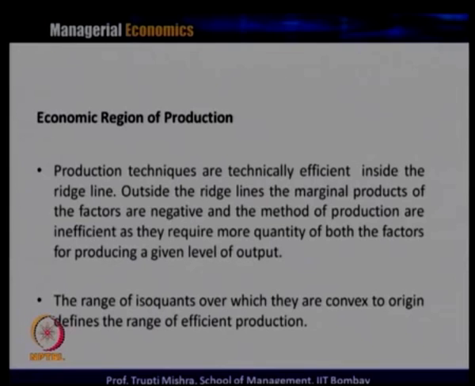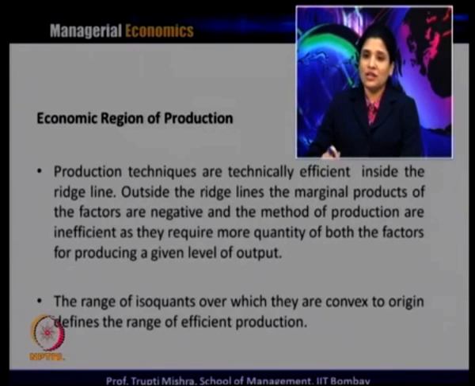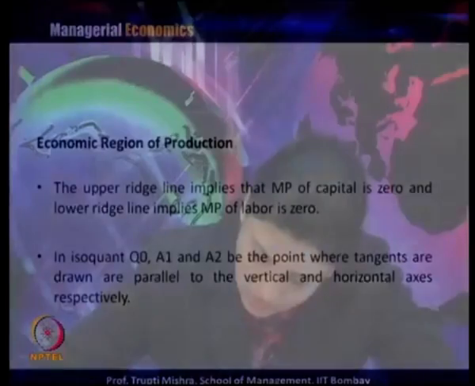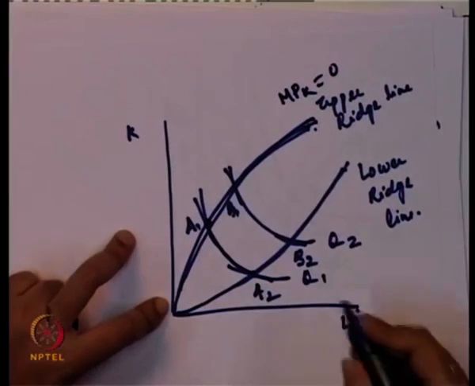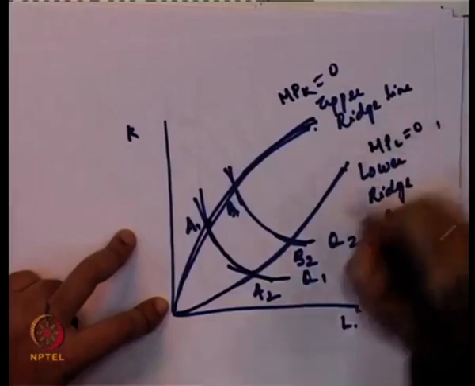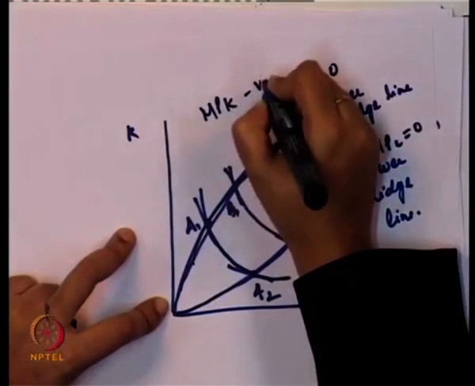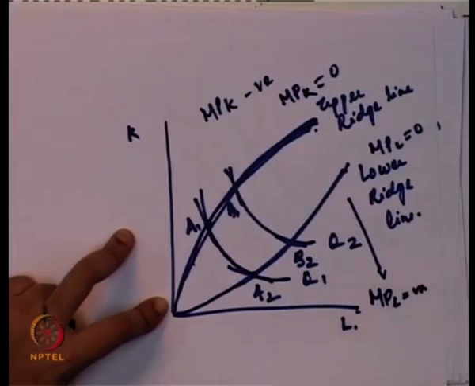Outside the ridge lines, the marginal products of the factors are negative and the methods of production are inefficient, as they require more quantity of both factors for producing the given level of output. The range of the isoquant over which it is convex to the origin defines the range of efficient production. In the figure, on the upper ridge line the marginal product of capital is equal to 0, and on the lower ridge line the marginal product of labor is equal to 0. Beyond the upper ridge line, the marginal product of capital is negative. Beyond the lower ridge line, the marginal product of labor is negative.